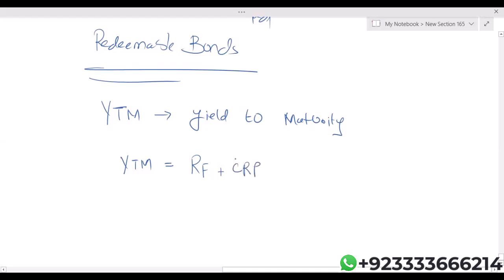CRP is credit risk premium. Another name for CRP is default risk premium, and it will always be given to you.